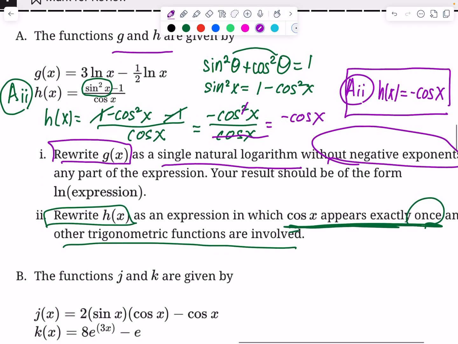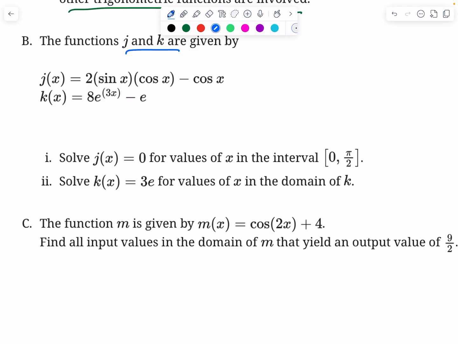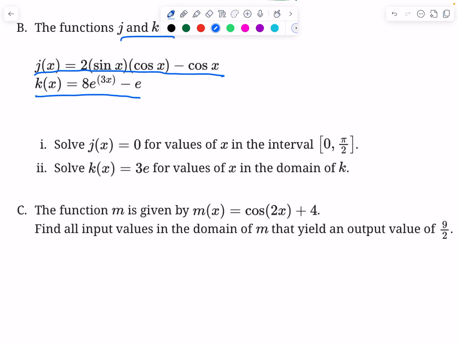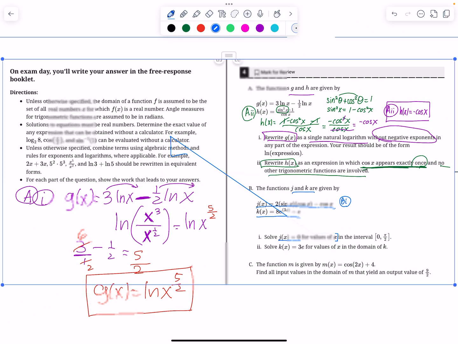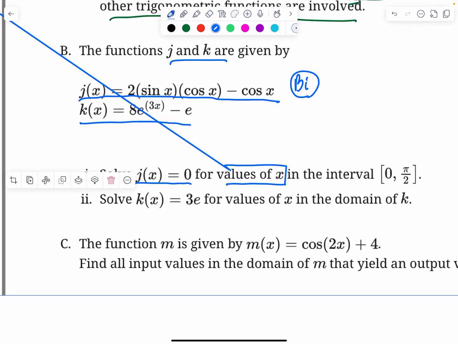Now we're up to part B. So part B, functions j and k are given by j of x equals 2 sine x cosine x minus cosine x, k of x equals 8e to the 3x minus e. Okay, so B, Roman numeral I, states solve j of x equals 0 for values of x in the interval 0 and pi over 2.